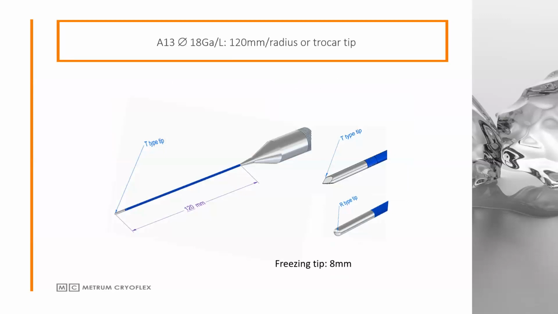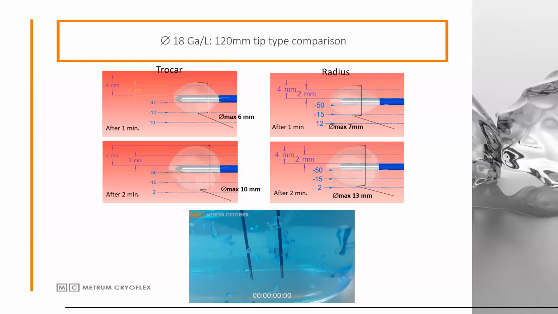This is a bigger one, about 12 centimeter, 120 millimeter radius or trocar tip. As you can see, the tip is different from the other one. And the tip can give 8 millimeter for the radius. And if you wait for 2 minutes, the trocar tip can give up to 10 millimeter radius, while the other one, the R tip, the radius tip, can give up to 13 millimeter. Why is this important? Because again, depending on your target, you need to plan. If you're going deep, for example, for a pudendal nerve, you need a longer one, and in certain cases, you need to have a bigger surface area.